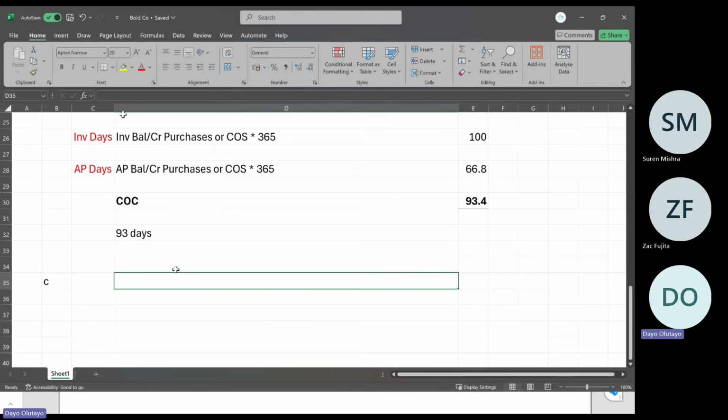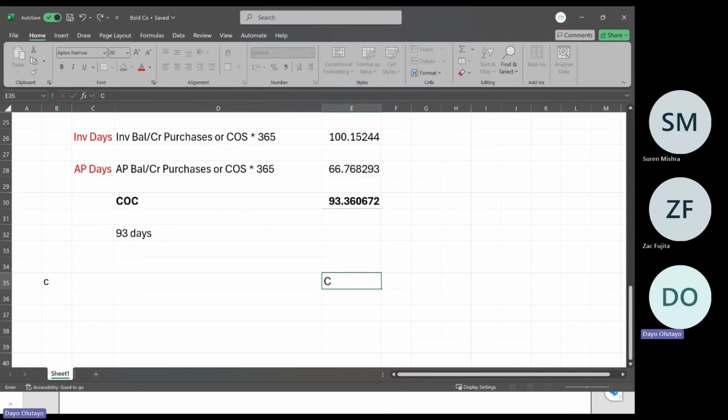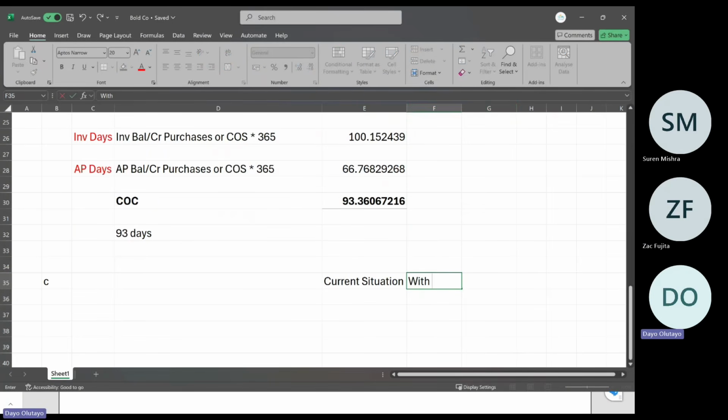So which means that we need three situations. The first situation we should be talking about is the current situation. So we're going to have a current situation. Please pay attention to this approach. It's very important. It will make your life very easy. So current situation, with recourse and non-recourse. So those are the three situations we're going to have now.